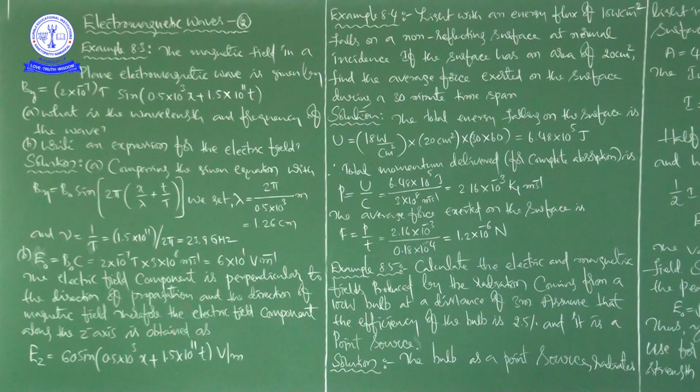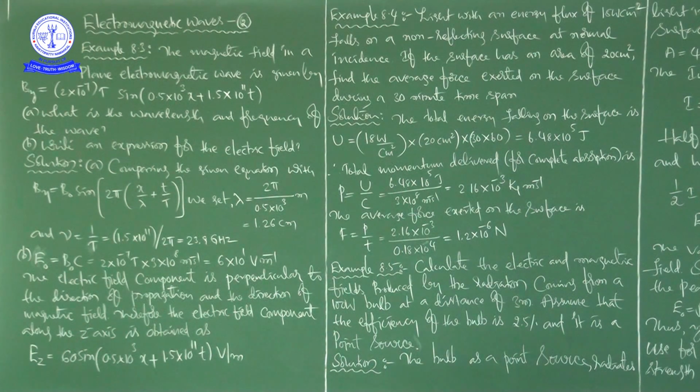Next, the electric field component. The electric field component is perpendicular to the direction of propagation and the direction of magnetic field, right? And this is what we already know, from the definition of electromagnetic wave also. So from the definition of electromagnetic wave, the magnetic field and electric field are oscillating perpendicular to each other, and these two fields are also perpendicular to the direction of propagation of wave.